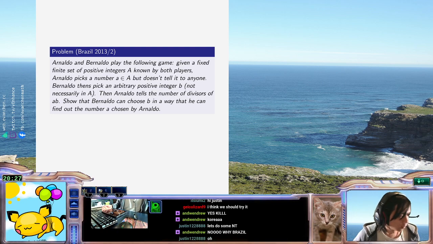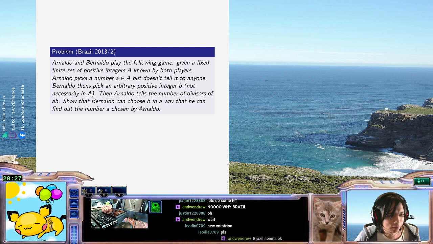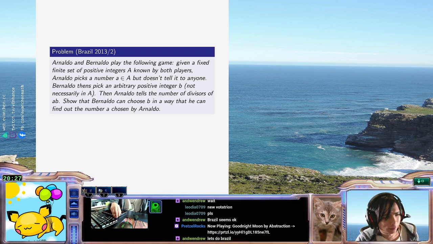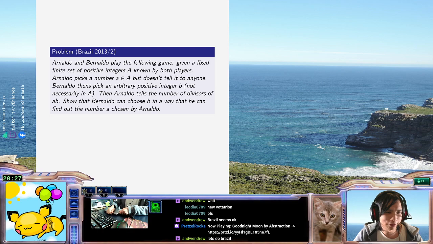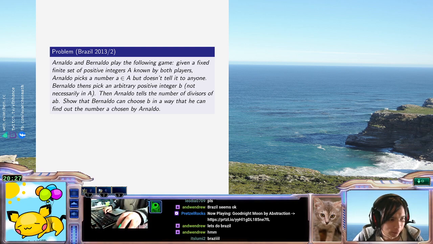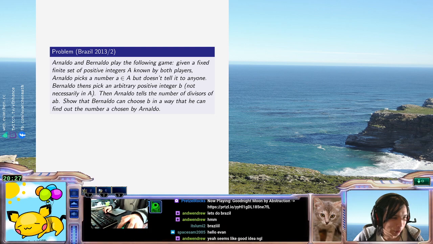Okay. Why Brazil? It looked like it would be easy, or I don't know. I'm trying to hedge my bets on which problems I can do quickly, because if I do a long problem and it takes forever, then we don't get to do any easy problems. So I'm basically trying to guess which problems I might be able to get in a reasonable amount of time to maximize the number of problems solved. I'm not always right about this.